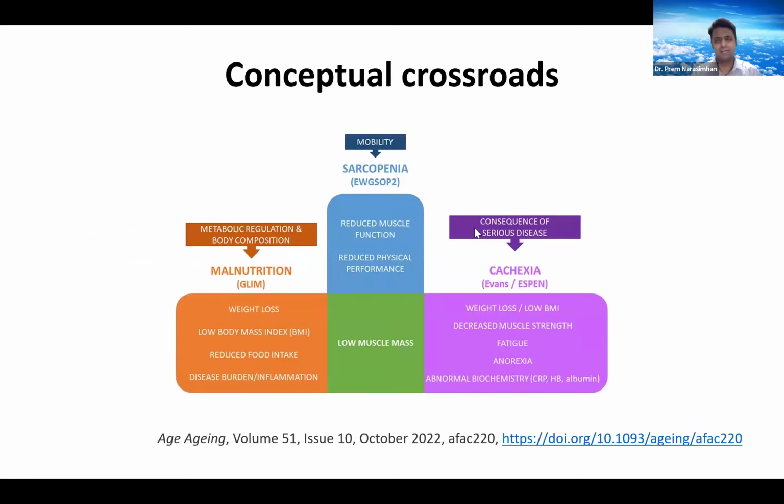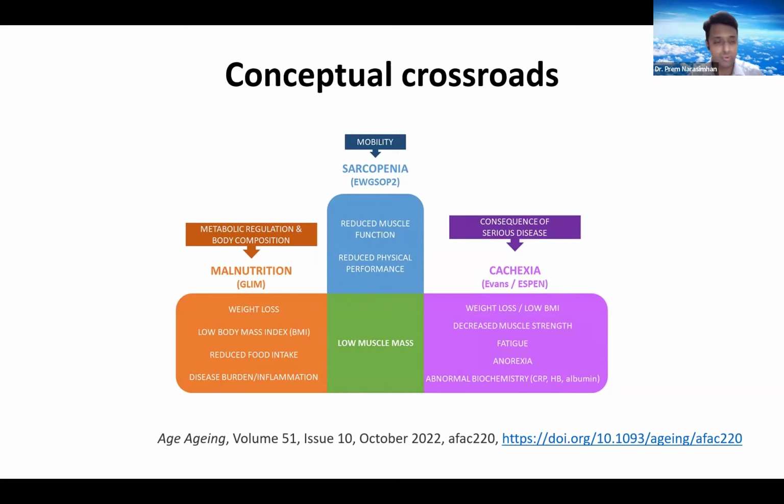So just a last slide for the conceptual crossroads which we have. Mobility, sarcopenia. We know sarcopenia is reduced muscle function, reduced physical performance, and low muscle mass. Whereas malnutrition is concerned, it is usually weight loss, low BMI, reduced food intake, disease burden, inflammation, and consequence of serious disease, which is sort of cancer. So weight loss, low BMI, decreased muscle strength, fatigue, anorexia.